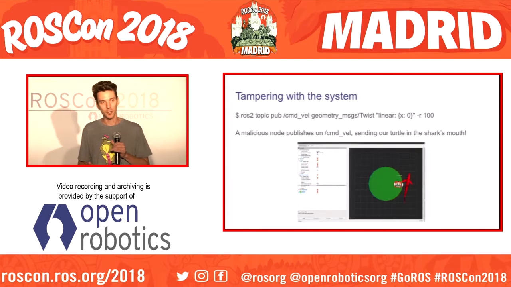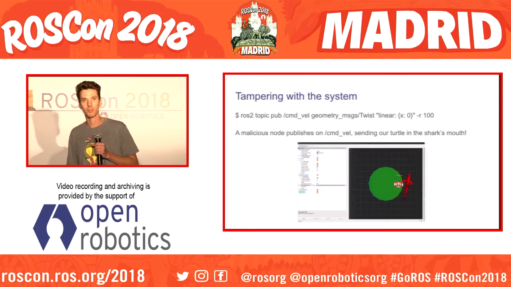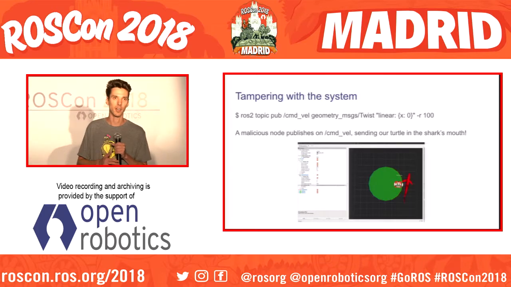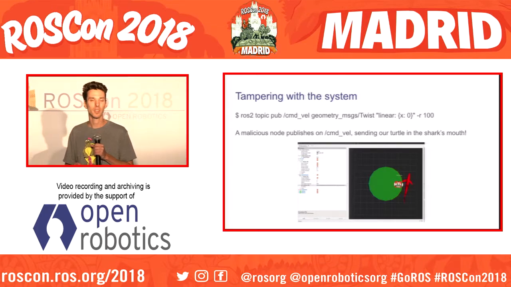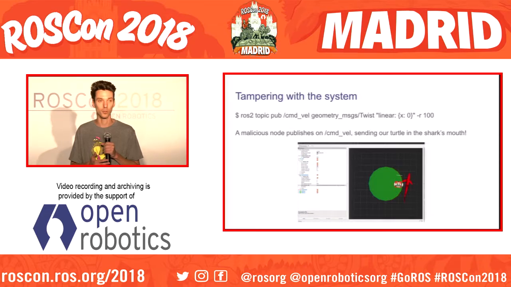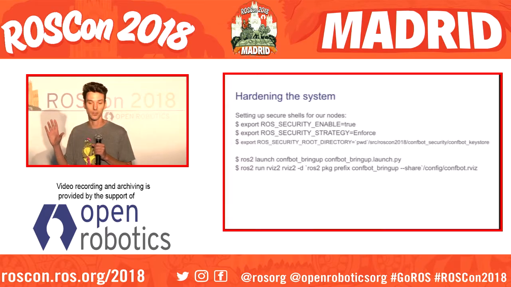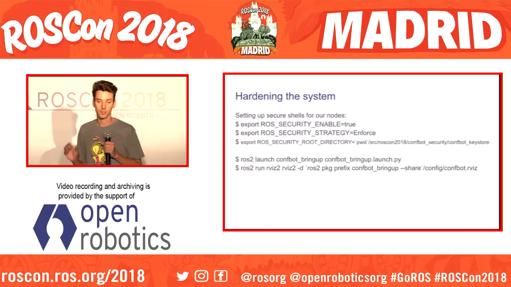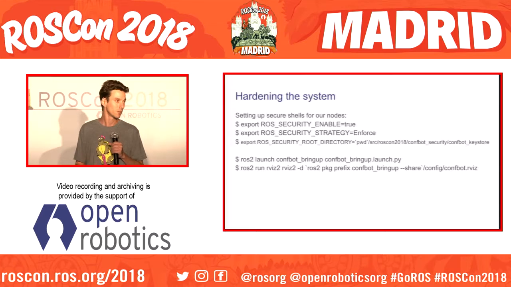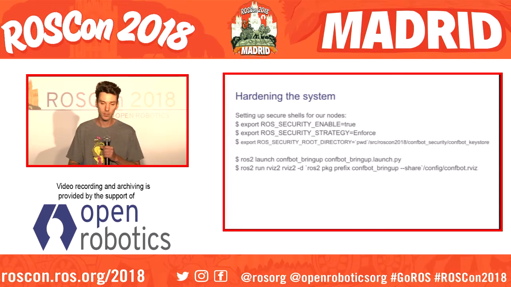Then we looked a little bit at how we can tamper with the system if we have access to the network. So how an unsecure system can be taken over, and then how we can try to work around it. We can see we have just this very simple set of environment variables that allow us to enable security for a specific set of nodes, and how to relaunch our demo with that.